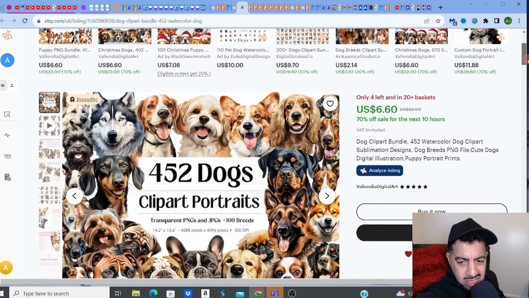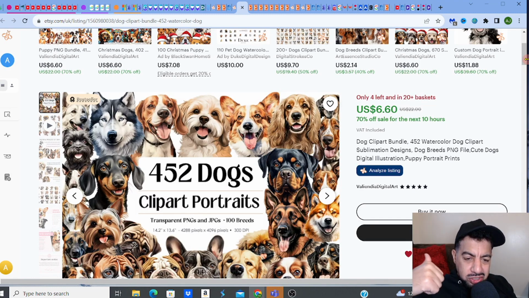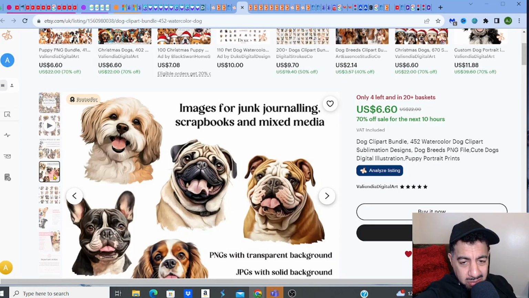This is a fantastic bundle. I'll tell you one thing, first of all, aside from the product description, this listing is fantastic. I'll tell you why it's really good and why it's selling. It's got 452 dogs. That's a lot of dogs. They've got 100 breeds. That's a lot of dogs, man. Clip arts, right? So they've got all these images, and they've got them like this.